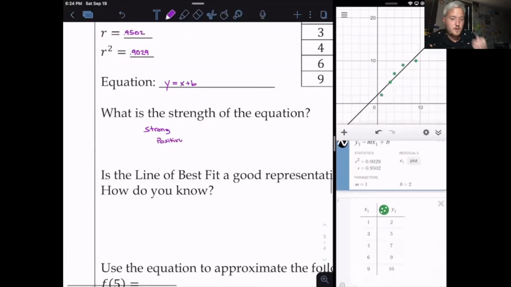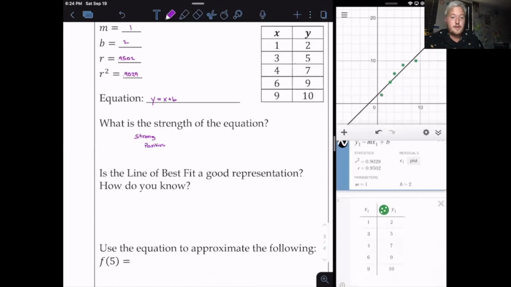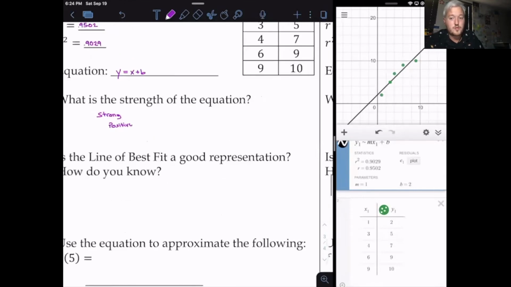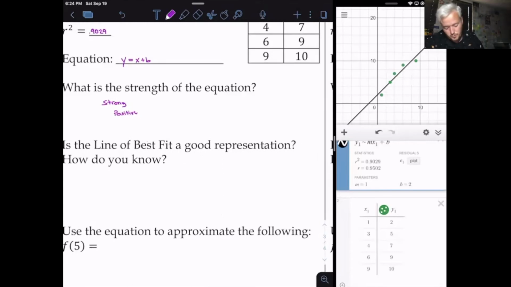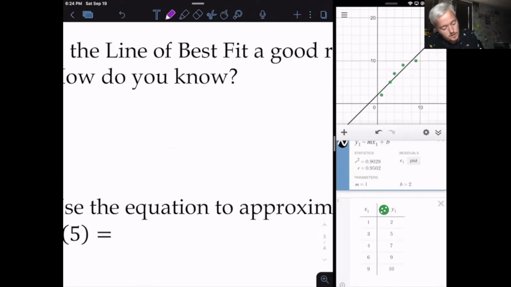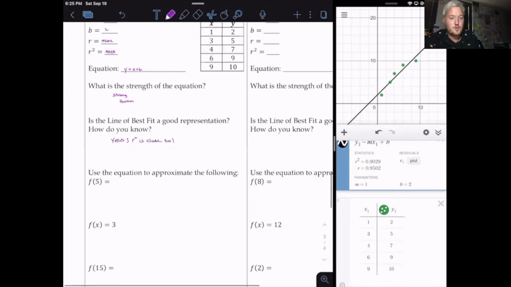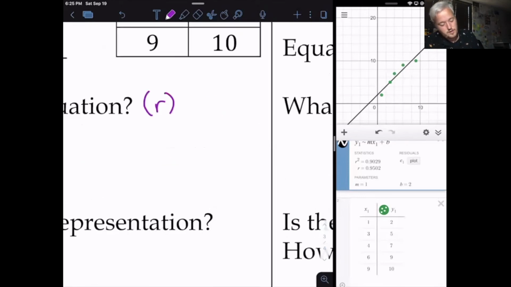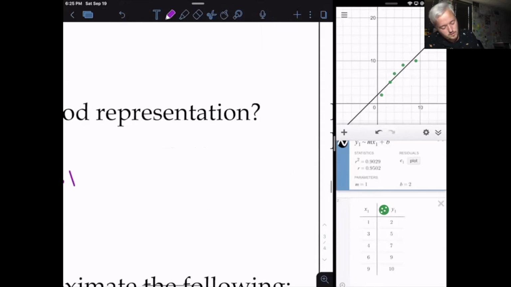Let's give more room. All right, and now we want to determine, is the line of best fit a good representation? So that's where we're looking at the R squared value. Because our R squared value is 0.9, that is a really good fit. So yes, R squared is close to 1. Whenever we're looking at the strength, this is looking at the R value. If we're looking to see if it's a good fit, this is the R squared value.